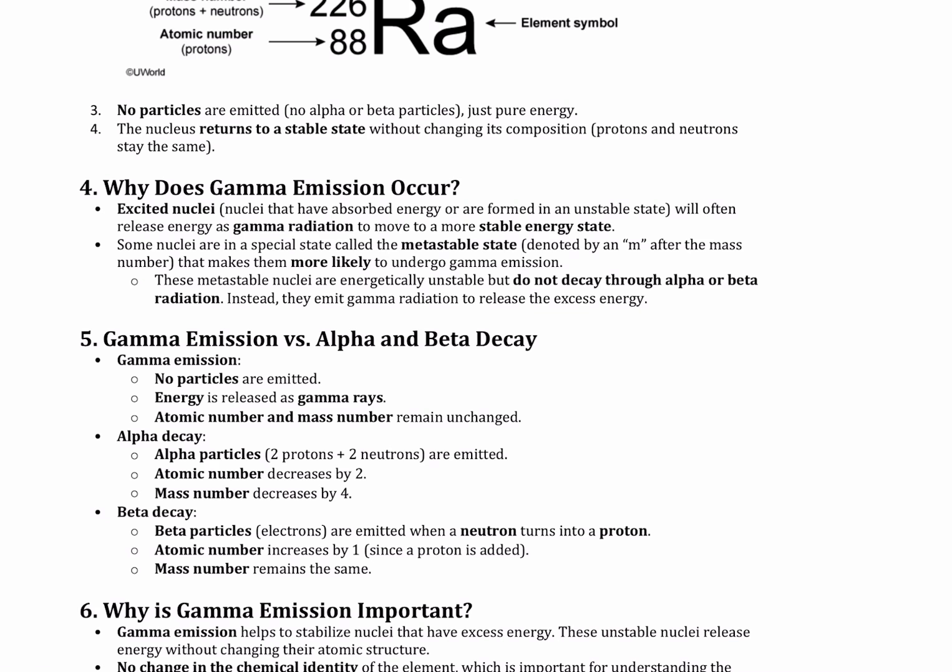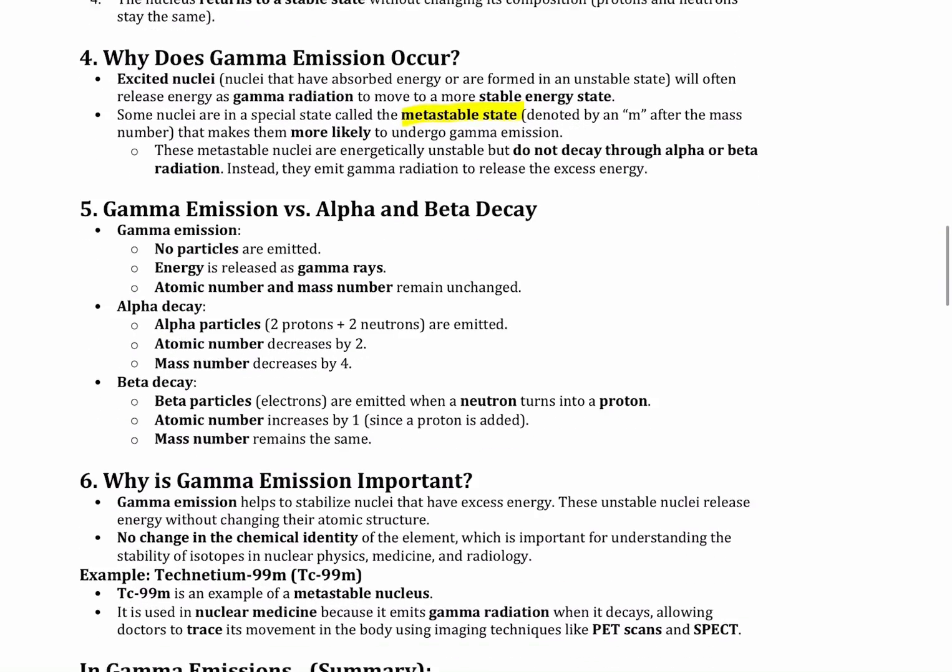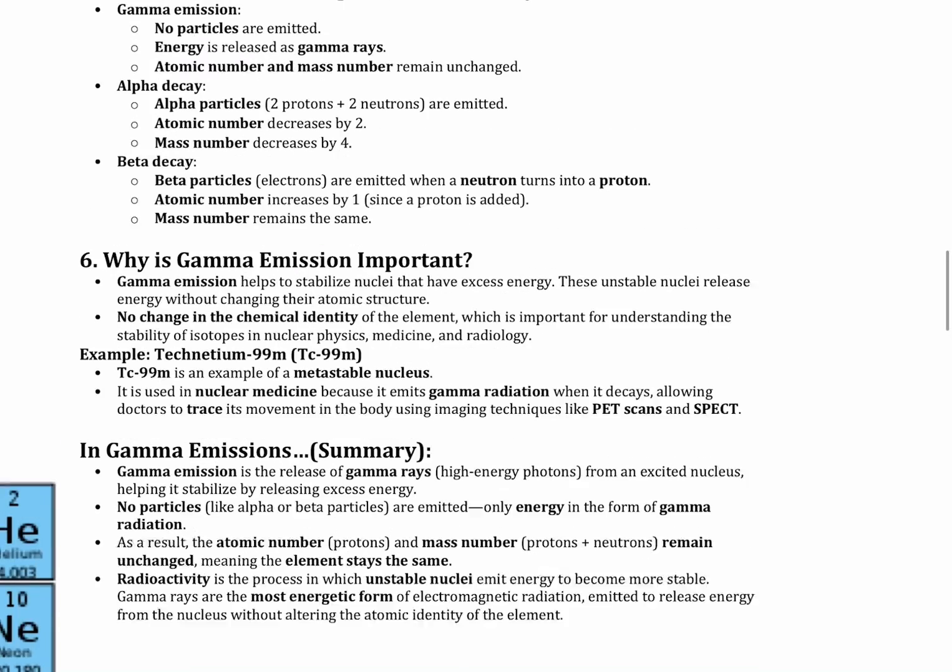Some nuclei are in a special state called the metastable state, which is denoted by an M after the mass number, and that makes them more likely to undergo gamma emission. Remember, these metastable nuclei are energetically unstable. However, they do not decay through alpha or beta radiation. Instead, they emit gamma radiation to release the excess energy. No particles are emitted, energy is released as gamma rays, and the atomic number and mass number remain the same. And here's a quick summary of what we've discussed today.